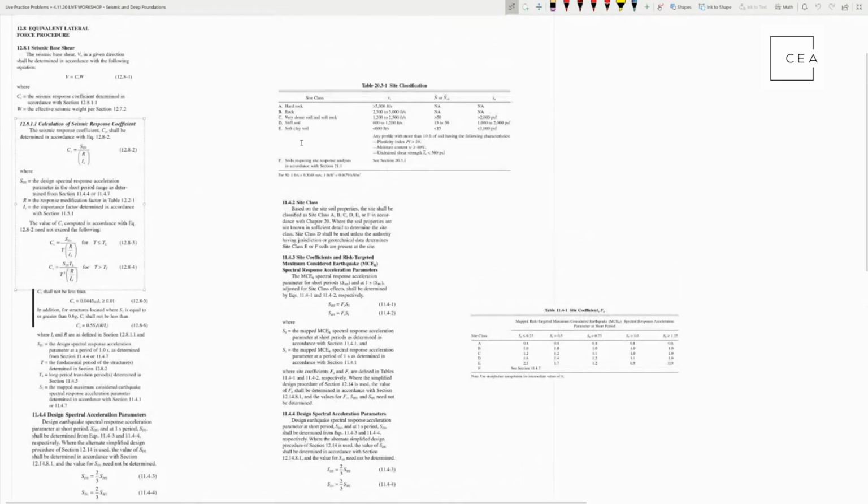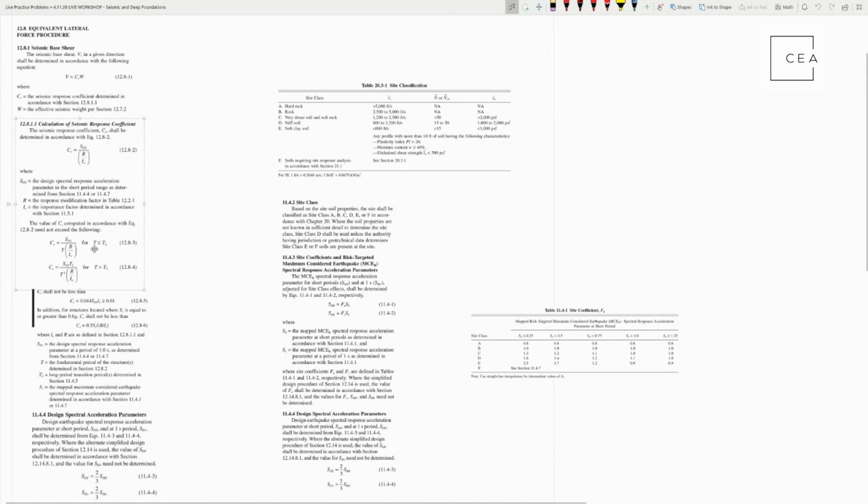And so that's why we've included some of those sections over here as you start diving into what you really need to solve this. R is the response modification factor pulled from a table. IE is the importance factor determined in accordance with section 11.5.1. And they can't exceed the values of CS computed. You have to follow these rules as part of this code.